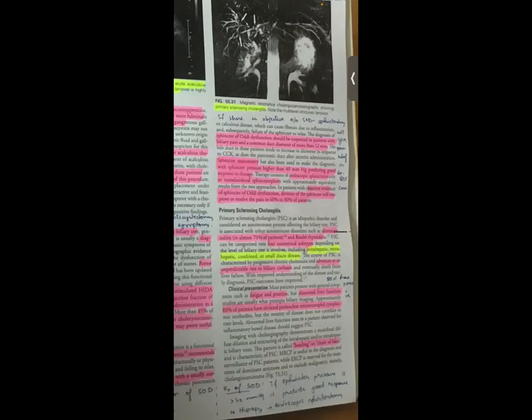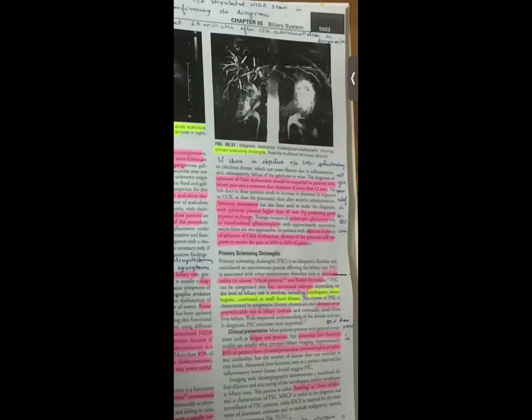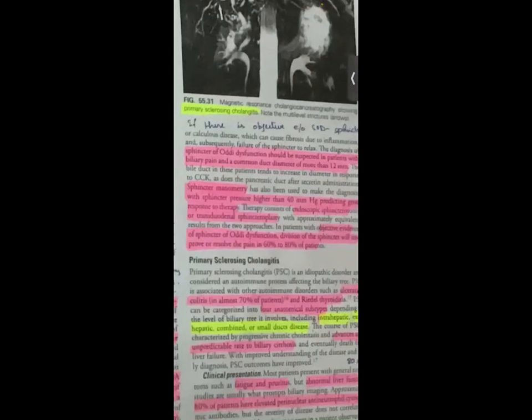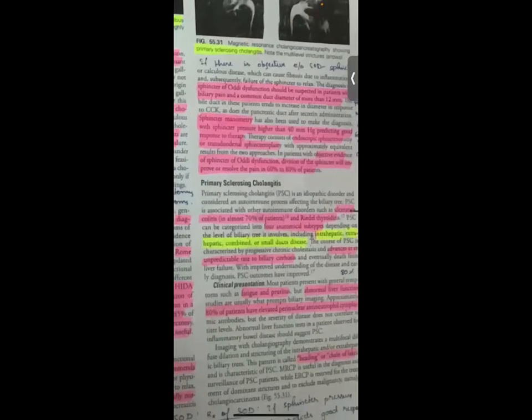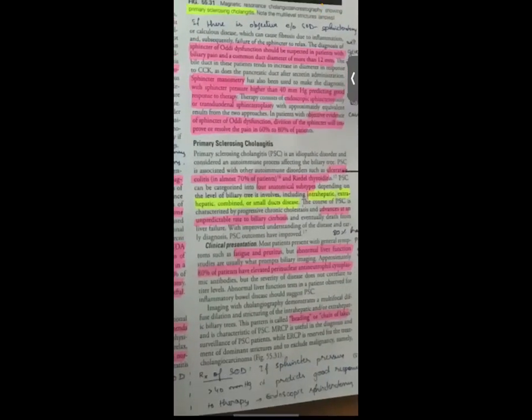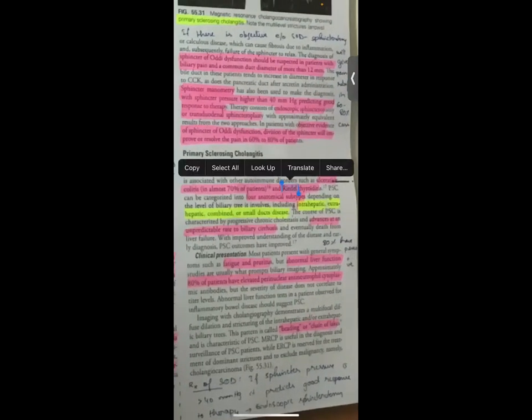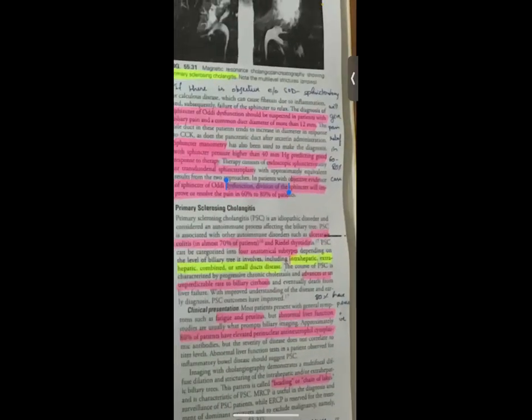Next, there is a beaded or chain of lakes appearance. This beaded appearance image is PSC. We can see small beads. That's the arrow mark. So that is the beaded appearance in MRCP. Sorry, not ERCP, MRCP. So next page.